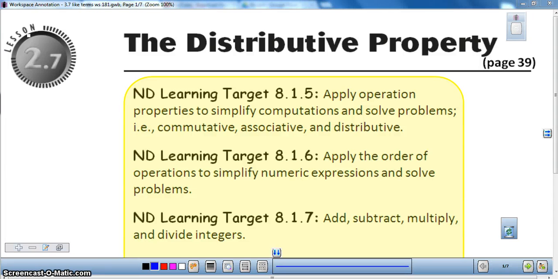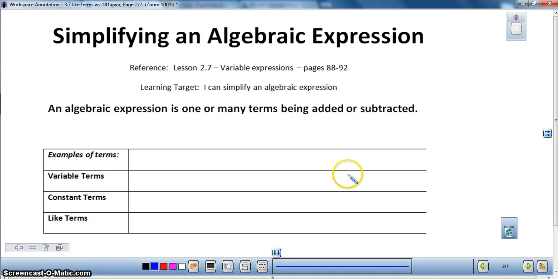I know the title of this lesson is lesson 2.7 and it says distributive property, but we are mostly going to be concentrating on what's called adding like terms. And tomorrow you'll see more on the distributive property. So the beginning part of this lesson, we're working with variable expressions. In your book, it's page 88 to 92.